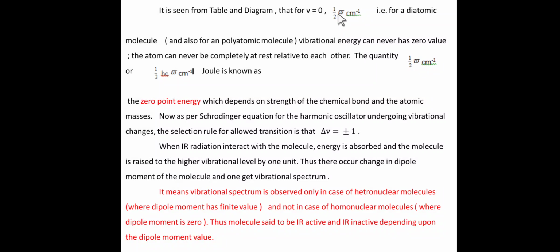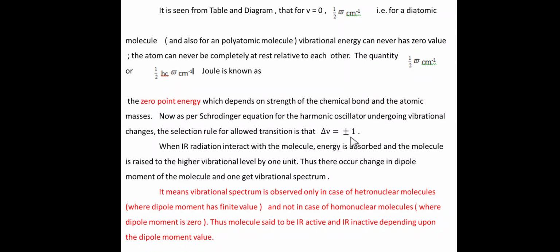0, the value of the vibration energy is 1/2 omega bar centimeter inverse for the diatomic molecule. So, vibration energy can never have 0 value; the atoms can never be completely at rest relative to each other. So, this quantity 1/2 omega bar centimeter inverse, or 1/2 h c omega bar joule, is known as the zero point energy. And the zero point energy depends on the strength of the chemical bond and the atomic masses.